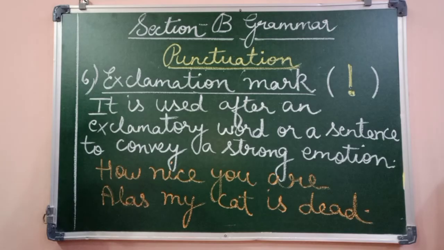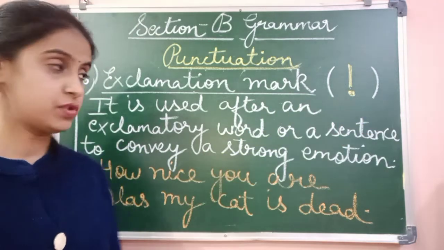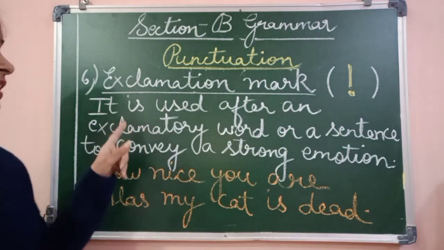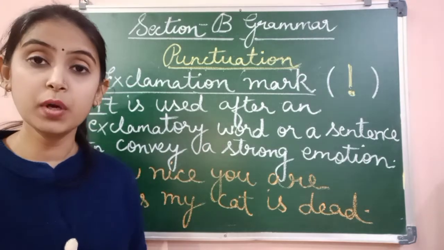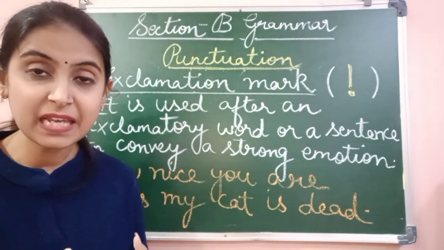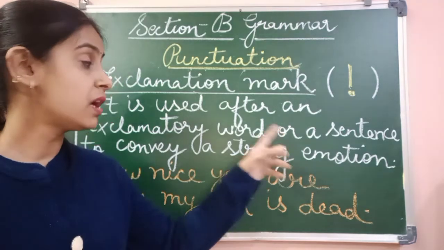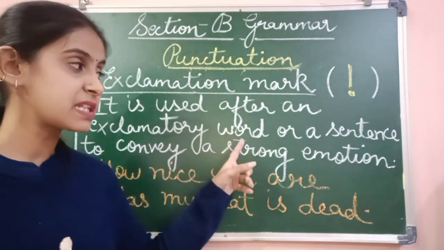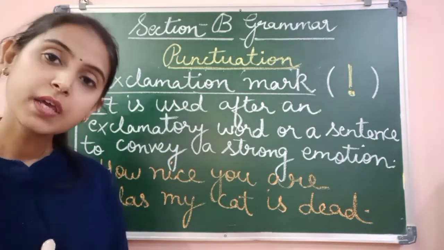Now children, the last punctuation mark that we are going to learn is the exclamation mark. You can see this is the mark of exclamation. It is used after an exclamatory word. An exclamatory word means a word that expresses a strong feeling, emotion, or idea. So it is used after an exclamatory word or a sentence to convey a strong emotion.